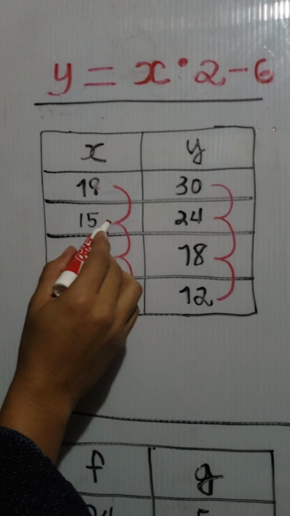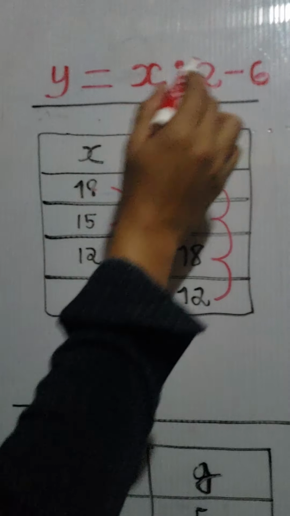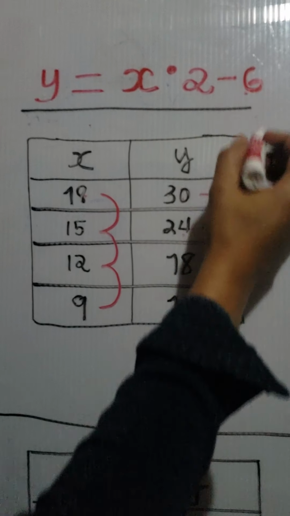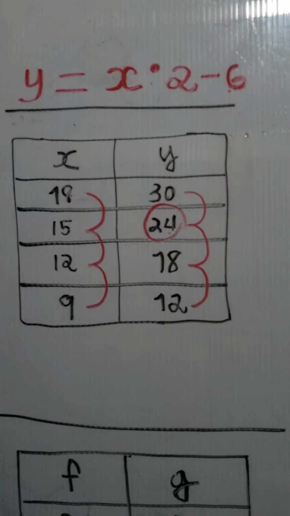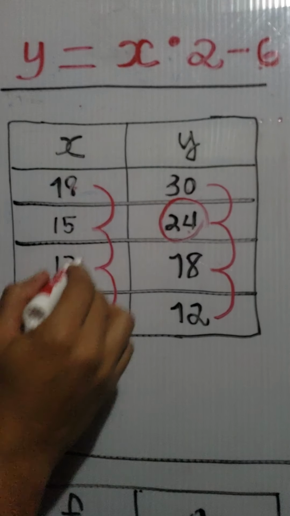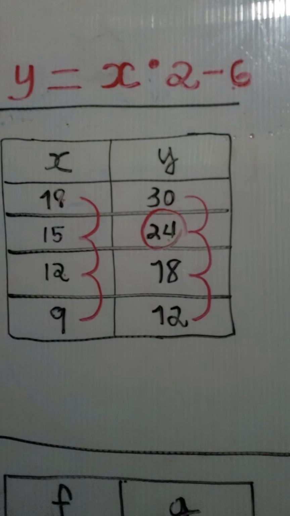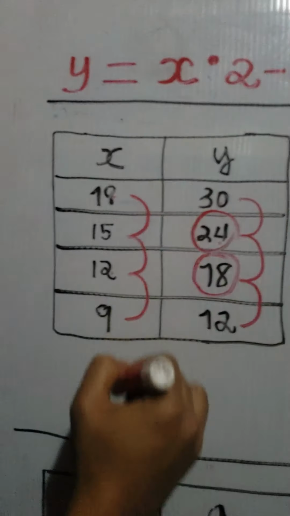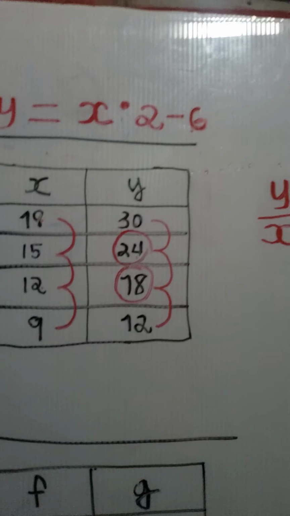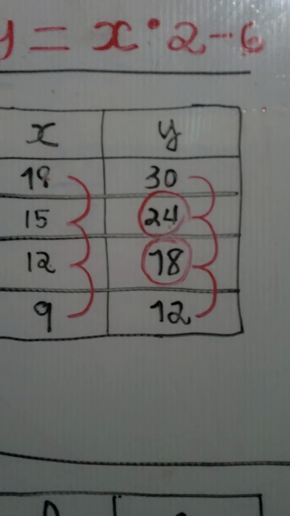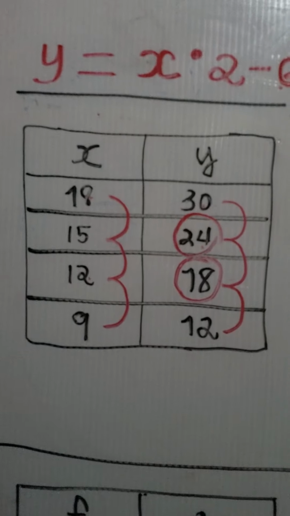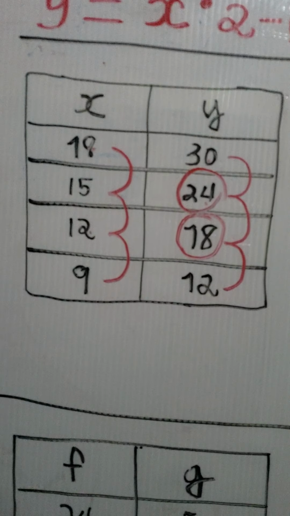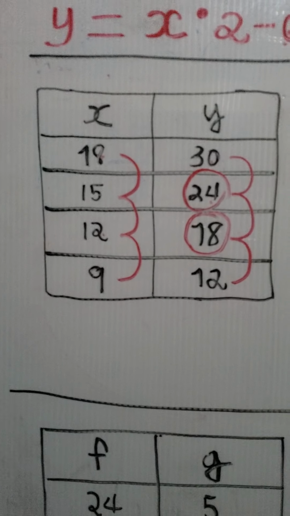Let's see in the 15. 15 times 2 is 30, but I have 24. Minus 6, okay, now it's 24. 12 times 2 is 24. Minus 6, 18, and so forth. So that would be the answer, okay? Let's move on to the next exercise.